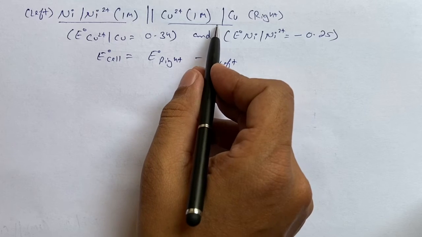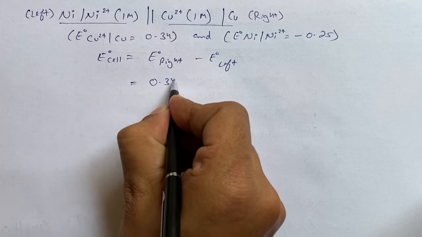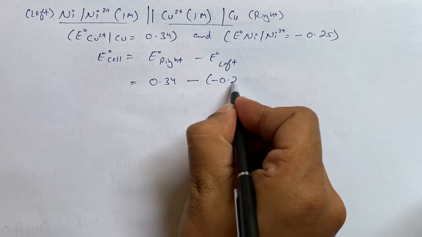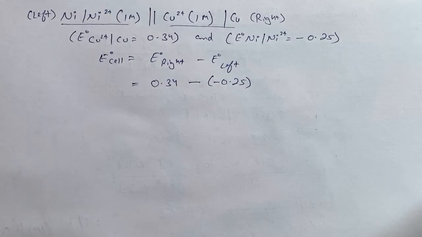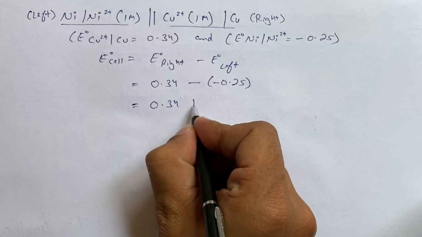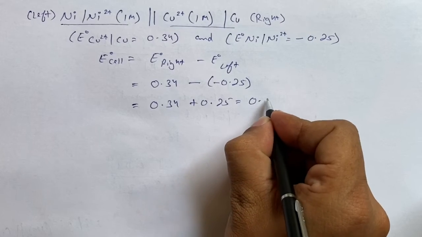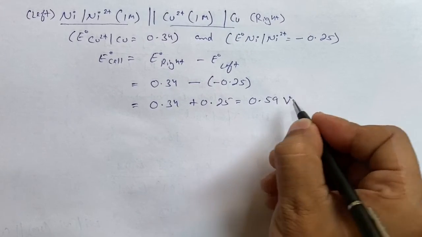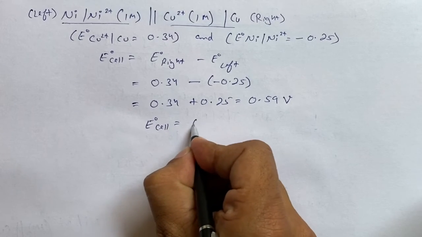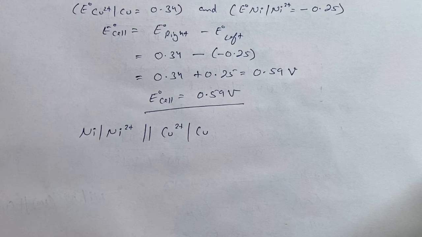So the value of right is copper, which will be 0.34, minus the value of nickel, which is minus 0.25. So the value will be 0.34 minus minus, plus 0.25. It comes out to be 0.59 volts. The value of E naught cell is 0.59 volts. Now I am writing the reaction again.